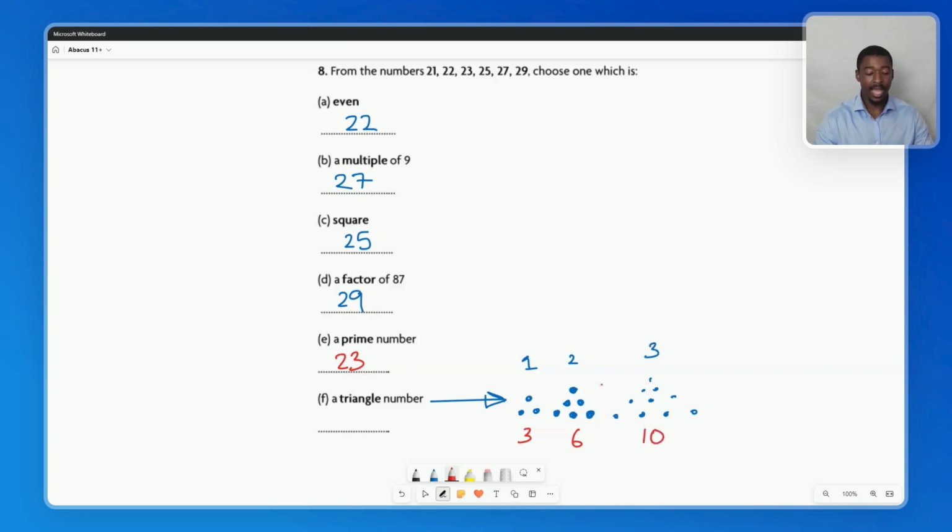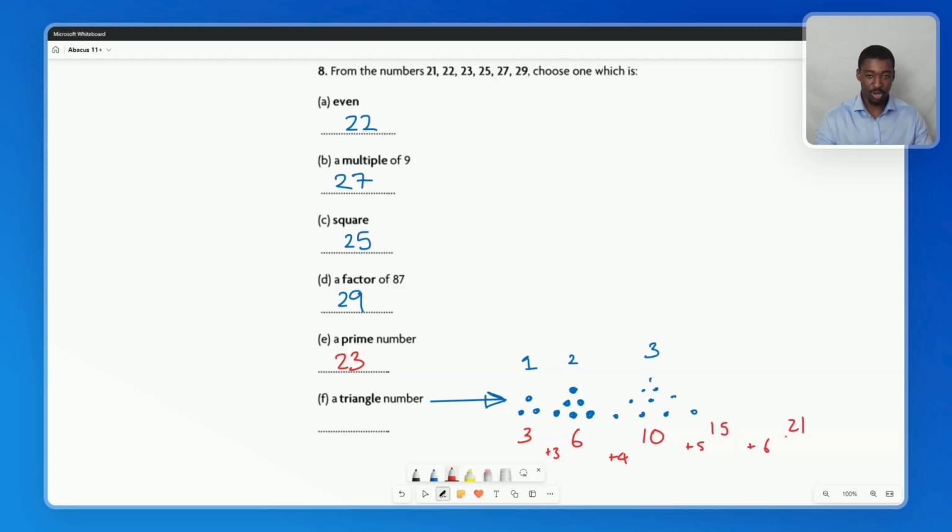So you can see that as we get bigger and bigger, we need more dots to make that equilateral triangle. And the number of dots represents our triangle numbers. But you can also see how they're going up in a consistent pattern. 3 to 6 is plus 3. 6 to 10 is plus 4. Then it's plus 5, so on and so forth.